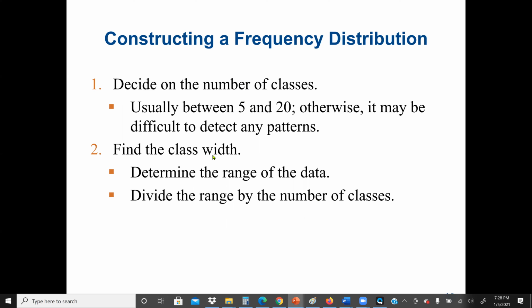We need to find the class width. The way of finding the class width is to find the range of the data, look at the minimum value and the maximum value, find the difference, then divide by the number of classes that we chose. Then from there, we have our class width. For example, if the class width is 10.3, we can round it up to 10 or 11. So round it up to the next convenient number.